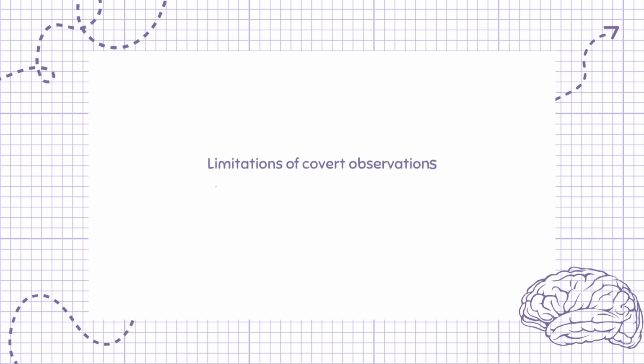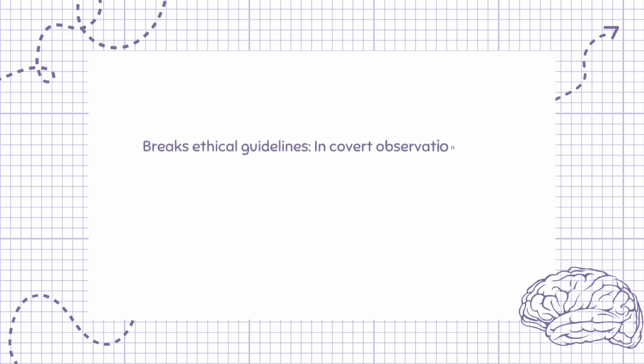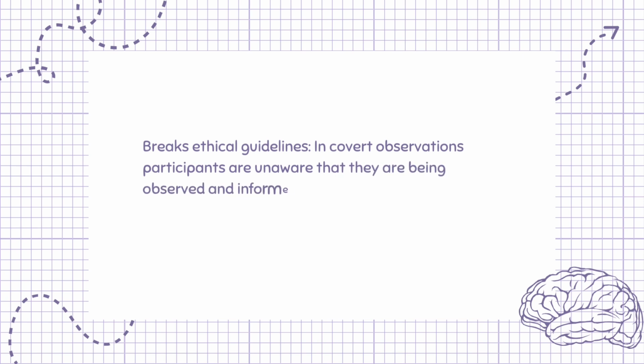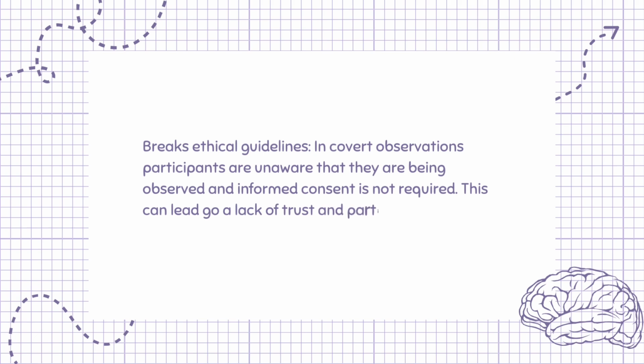Limitations of covert observations and why they are a regression on overt observations. Breaks ethical guidelines. In covert observations, participants are unaware that they are being observed and informed consent is not required. This can lead to a lack of trust and participation, as confidentiality and privacy is not respected.